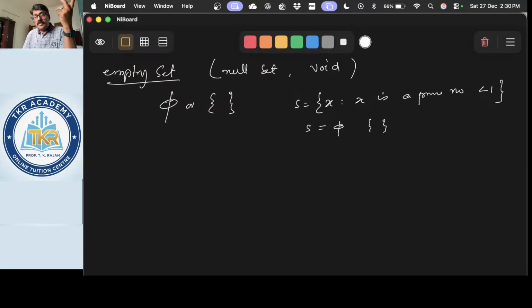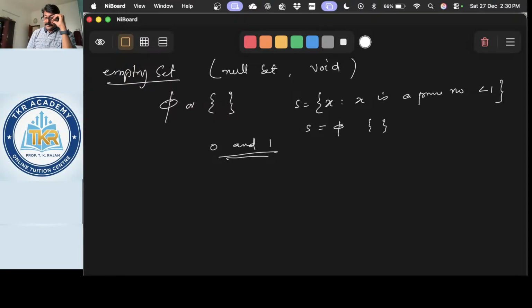Now the set of all even integers in between 0 and 1. There is no even integer, there is no integer in between 0 and 1. So that is an empty set. So there are plenty of examples you can cite for an empty set.